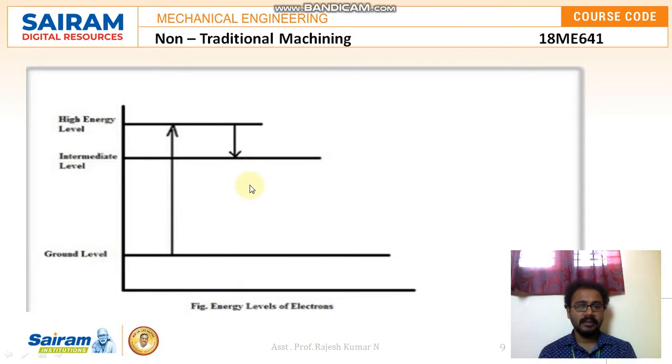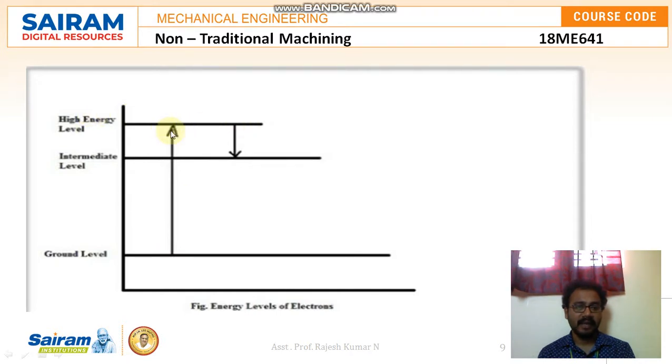And here you can see a graph where I have shown the energy levels of the electrons. Assume this particular level is the ground level. I have shown it away from the origin because the electron present on the ground level already has some energy, comparatively less energy. That is why I have shown it on this particular line. When I supply the current, the electrons at the ground level get excited and move to the high energy level. You can see the arrow mark going straight to the higher energy level.